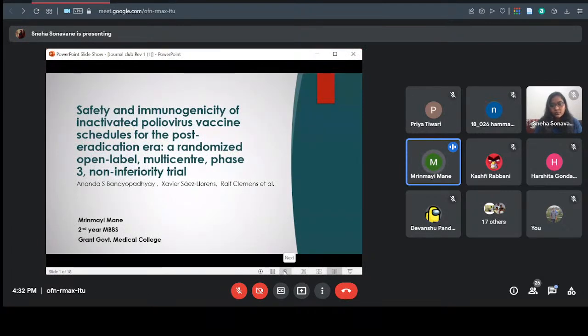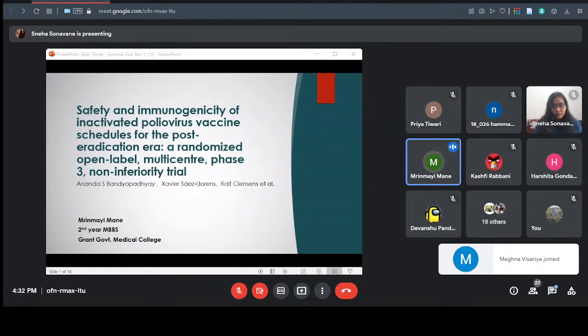Now, before we proceed further with the paper presentation, there are a few terms that you should be aware of in order to understand this paper.